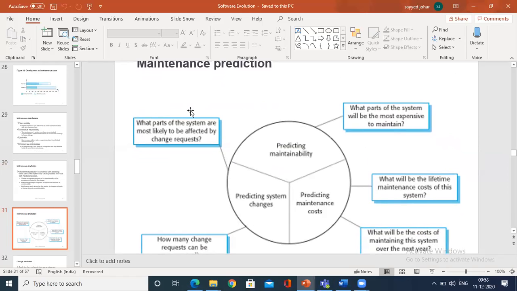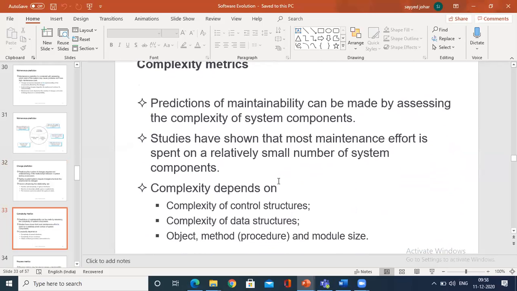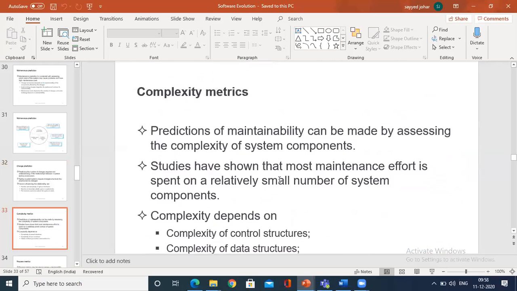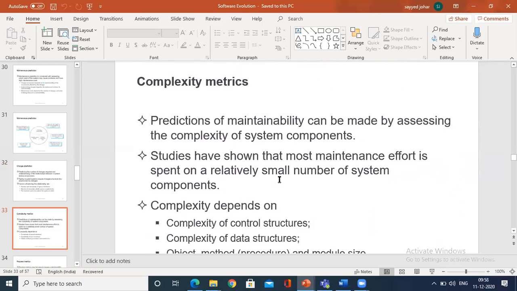And also there are several metrics. So let me go to the metrics before software re-engineering. What is software engineering? There are a few metrics. These are all the process metrics that can be used to assess the maintainability.